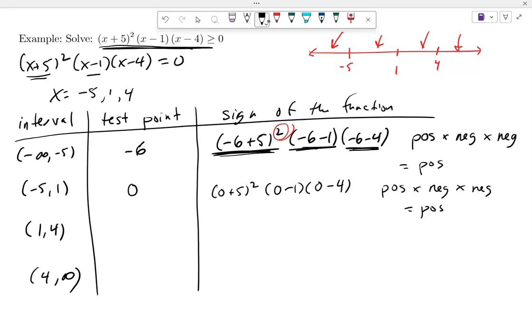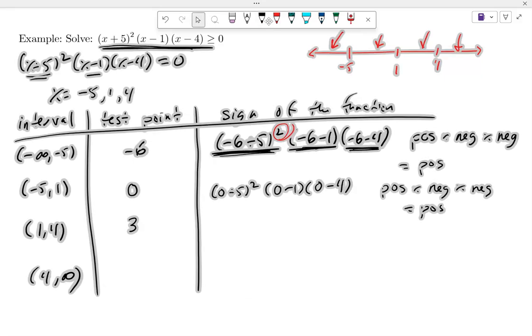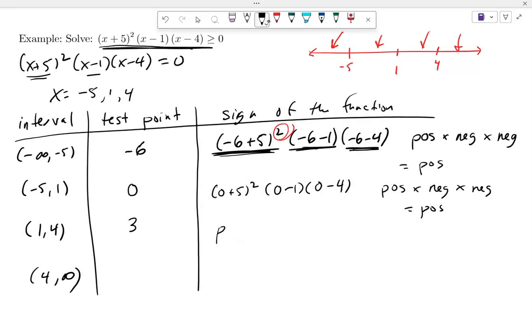Pick something between 1 and 4. 3. That works. Now, rather than actually plugging it in, let's see if we can figure it out. If I plug in 3, the first factor is going to be positive. The second factor will be positive, and the third factor will be negative. When you multiply, you get negative. Finally, the last one, 6, sure. What do you get for all your factors in that case? Positive or negative? They're all positive, right? If you need to plug the numbers in, please do, but it's not necessary, because all we really care about is whether it is positive or negative.